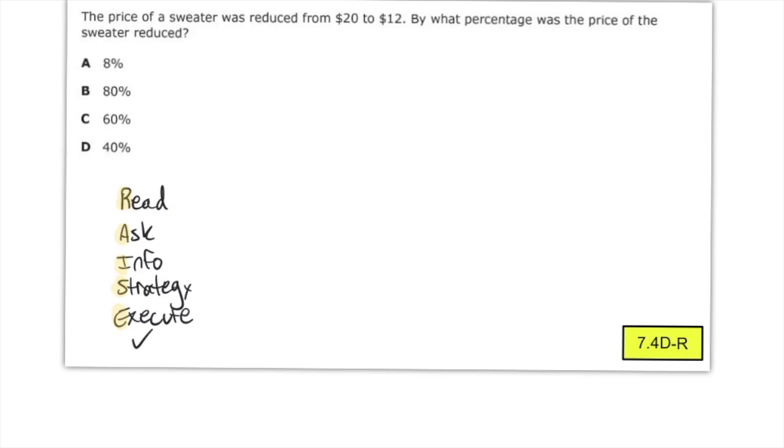We've already read the problem. And let's think about whether we really understand what it's asking. One of the first things I'm going to do is think about, well, what is it asking? I'm going to underline the question. By what percentage was the price of the sweater reduced? So that's what I'm looking for.